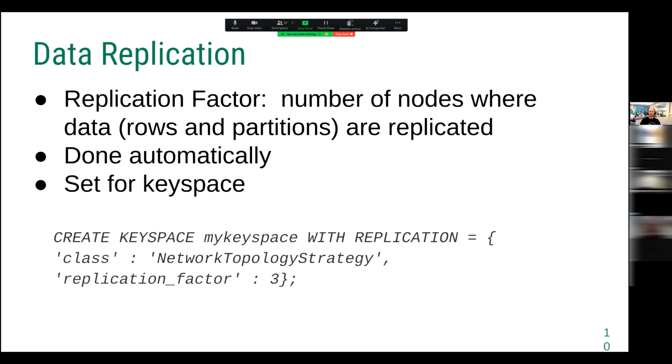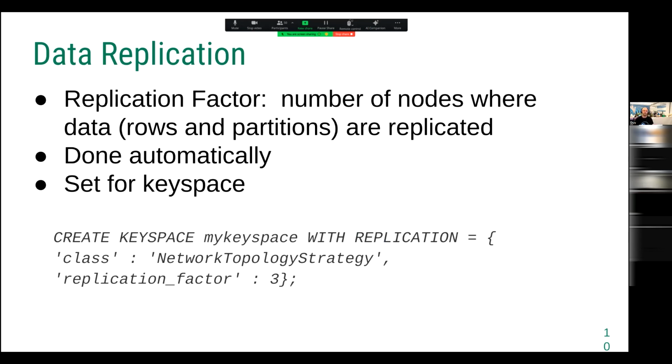Another important concept to understand is that in ScyllaDB, Apache Cassandra, and DynamoDB, data is replicated. Now, what does that mean? That means that for each piece of data that the database holds, we hold multiple copies of that data, and those copies are stored on different nodes.